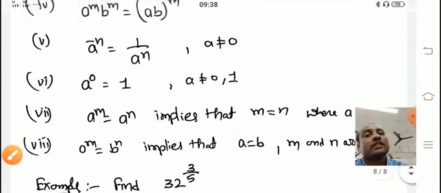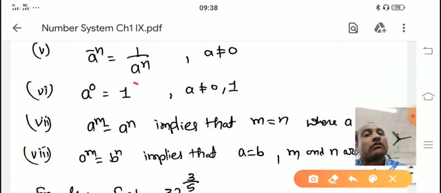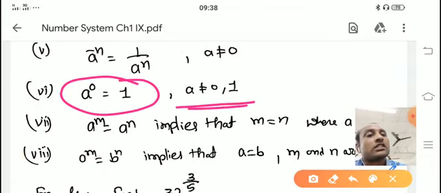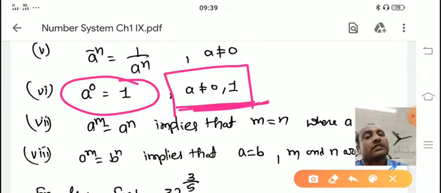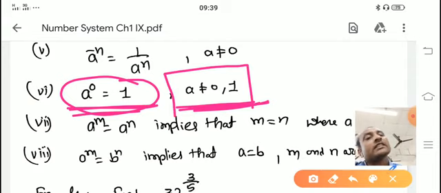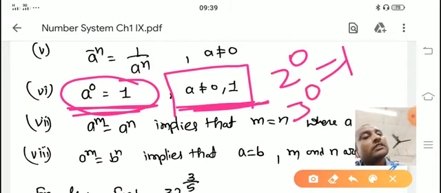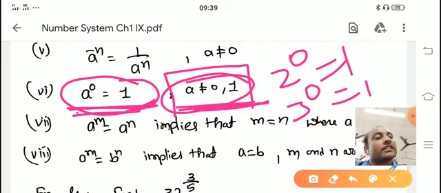Next, anything power 0 is 1, it is very important, but a should not be equal to 0 condition, please, okay. A power 0 is equal to 1 because 2 power 0 if you find it is 1, 3 power 0 it is 1, 4 power 0 is 1, but a should not be equal to 0 condition. Later you will understand why a cannot be taken as 0, okay.